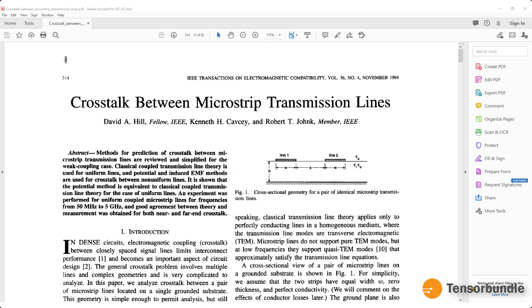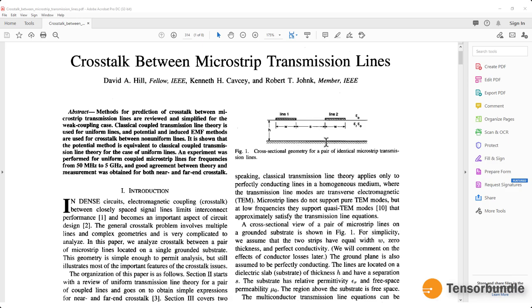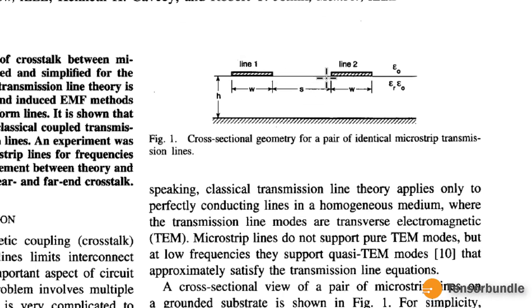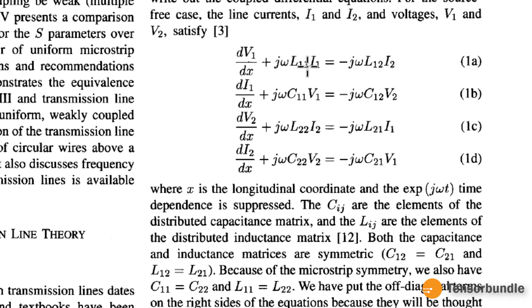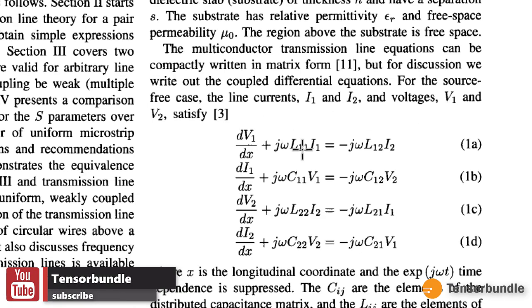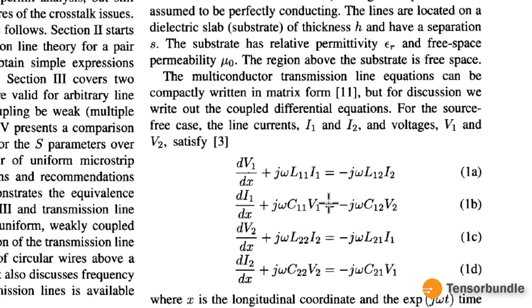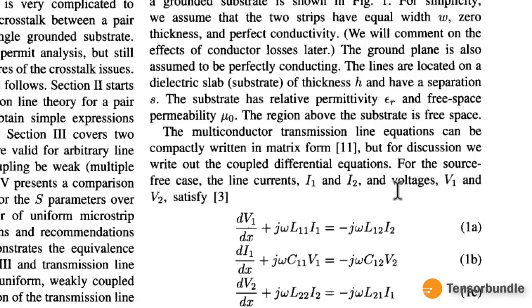I want to point out an interesting paper written by David Hill et al. from the 1990s. It's a classic paper. This paper talks about crosstalk between coupled transmission lines. As you can see, there are two microstrip lines on the same substrate separated by this distance S. And these are the dielectric constant of the substrate and of the air. And then you can write down the telegrapher's equations. So these are basically the mutual coupling parameters like mutual inductance, mutual capacitance, along with the per unit inductance and the capacitance of this line.